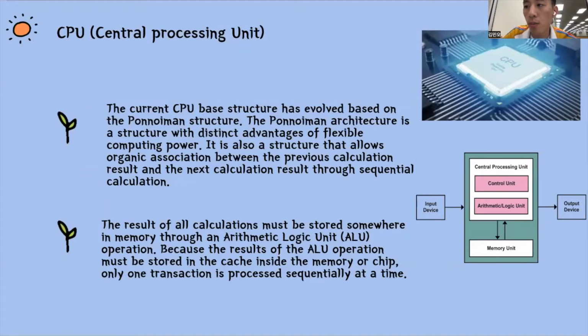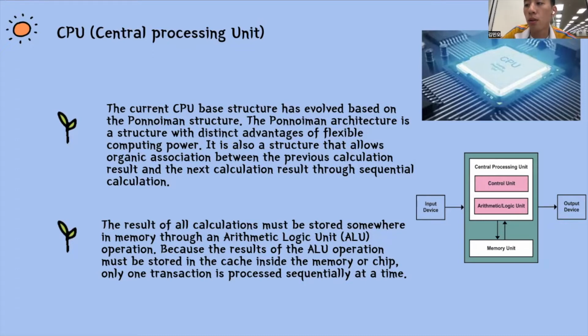Modern processing chips have all evolved along the basic structure of the electronic calculator that von Neumann proposed in his paper during the Manhattan Project. The current CPU-based structure has evolved based on the von Neumann structure. The von Neumann architecture is a structure with distinct advantages of flexible computing power.